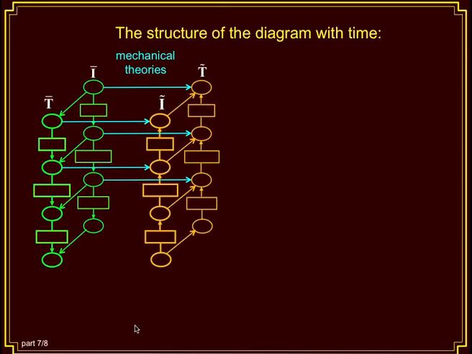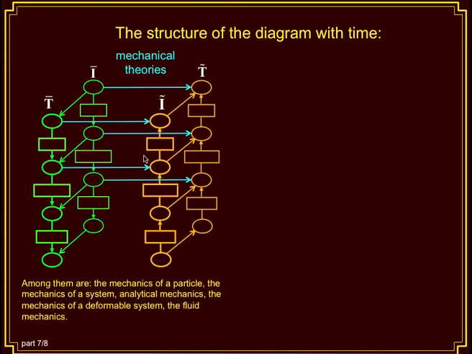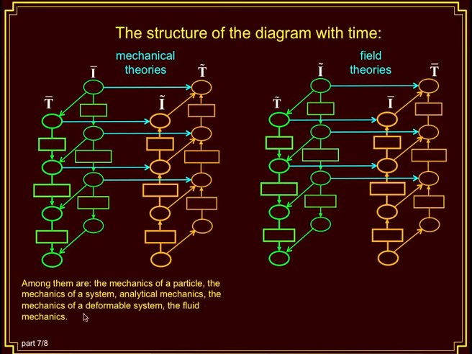The structure of the diagram with time. For mechanical theories, you have the primal time elements on the left and the dual time elements on the right. Remember the diagram of particle mechanics. Hence you have the particle mechanics, mechanics of systems, analytical mechanics, mechanics of deformable systems, fluid mechanics.